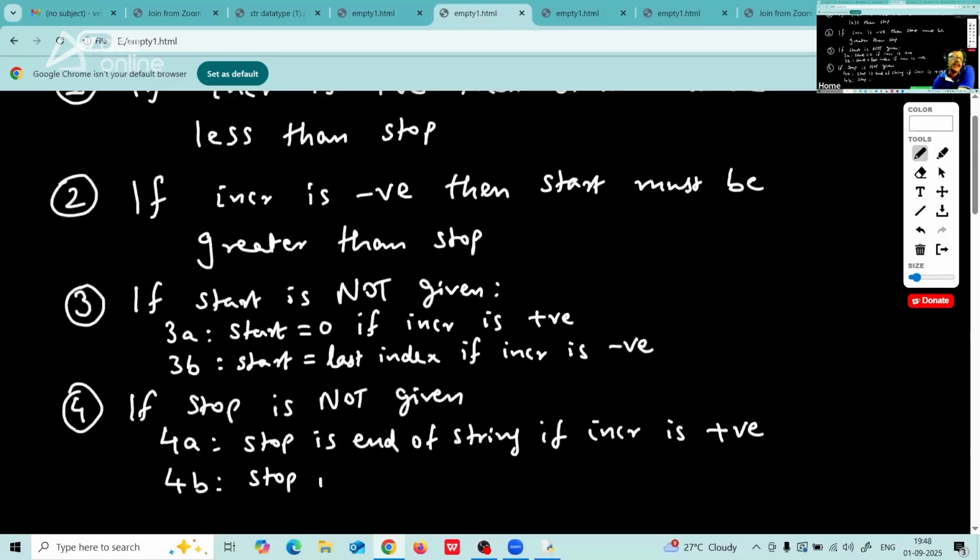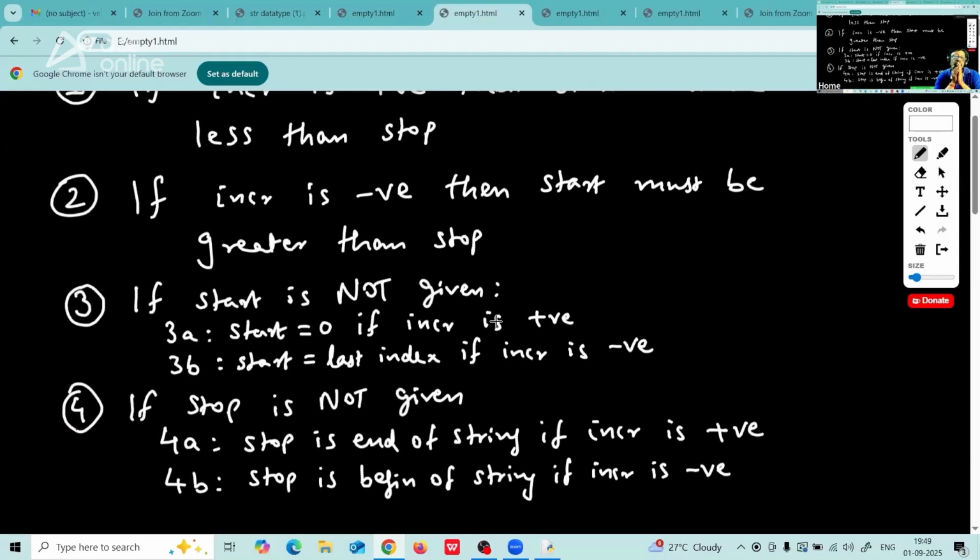Stop is the beginning of the string if the increment is negative, and matter ends. That is slicing. If you know this, trust me, you will have no problem whatsoever with the pandas library, numpy and all other things. In maximum places you will see this slicing when you are working on huge data, and you will agree a string is also data only, a sequence of characters.